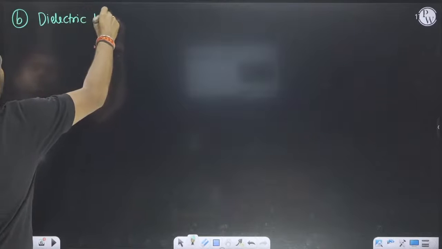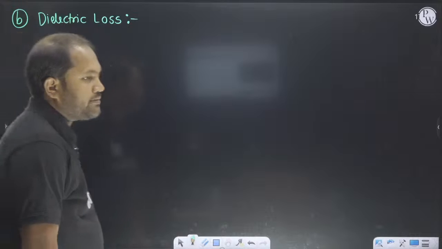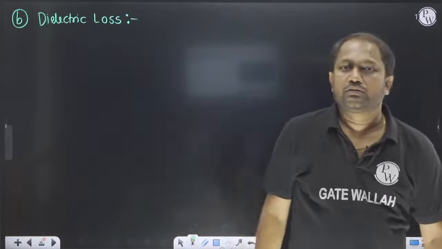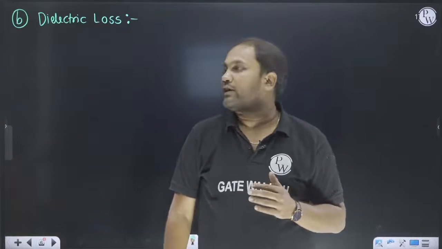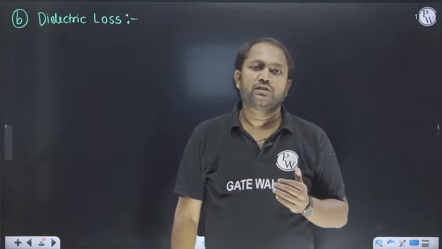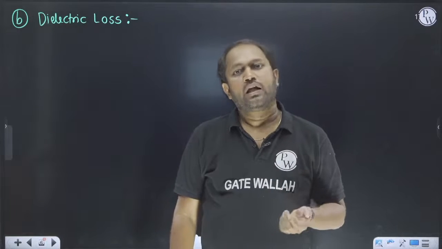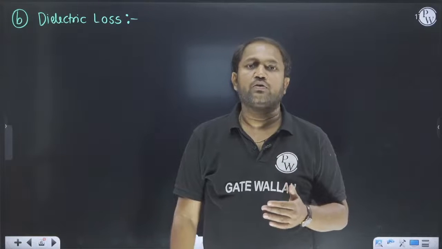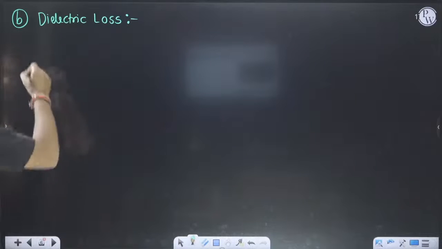Good. First is conductor loss, second is dielectric loss. What is dielectric loss? I am going to tell you. Dielectric loss is of two types. First, dielectric loss is due to free electrons, and second, dielectric loss is due to inertia. So I will say that there are two types of dielectric loss.